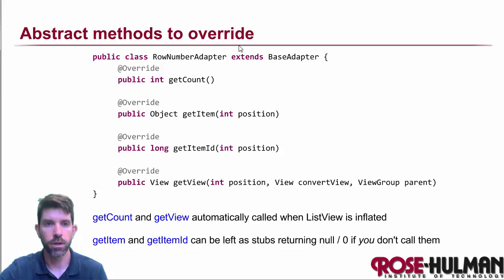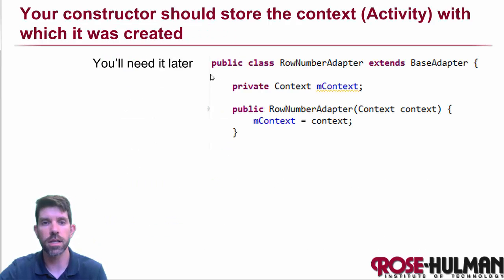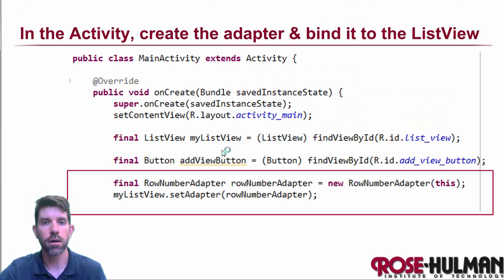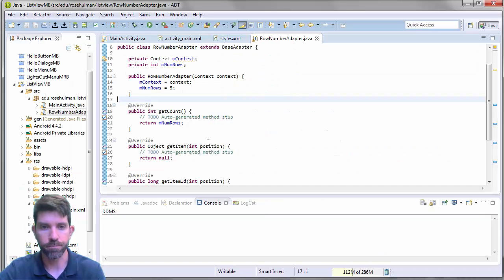Good so far. So, getting the slides caught up: the constructor is going to store the context, so the activity that's being passed into it. Later on, we're going to need it for views. And then actually we can test this to see what's going on on the other end, by constructing a row number adapter, passing in the activity itself, and setting the adapter to that one. I guess we can do that right now.